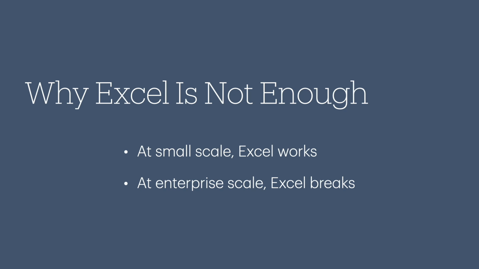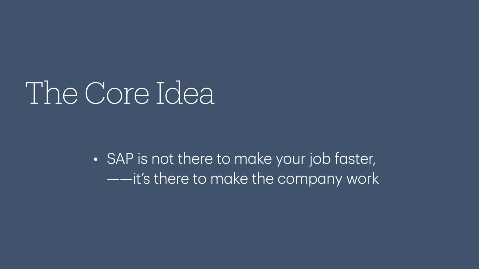And this brings us to the key idea of this video. SAP is not there to make your individual job faster. It is there to make the company work. It prioritizes consistency over convenience, reliability over speed, and structure over flexibility. And once you see SAP through this lens, many of its design decisions start to make sense.